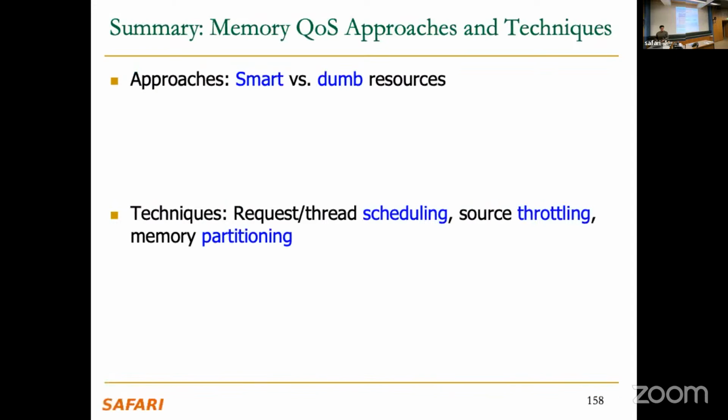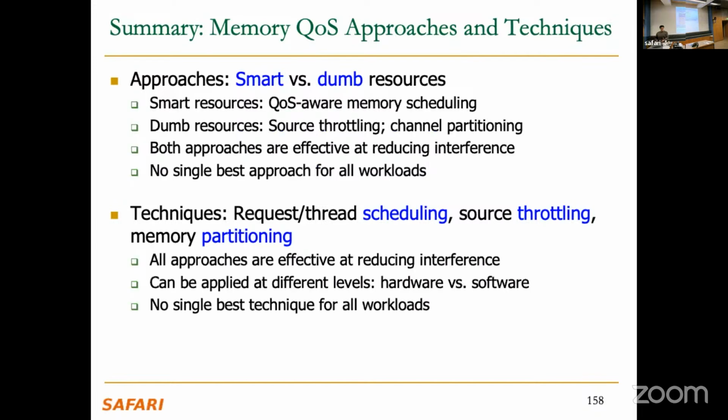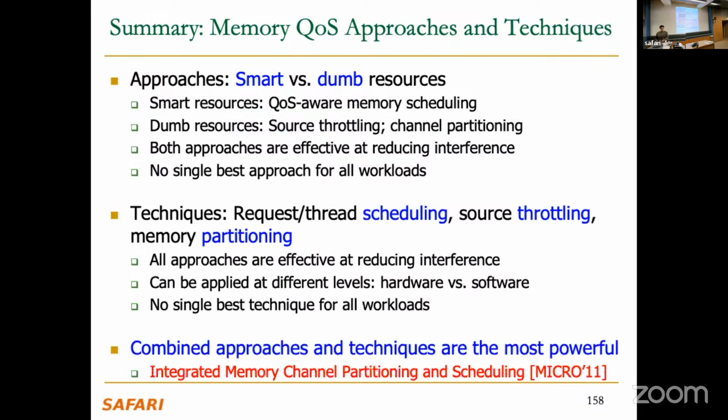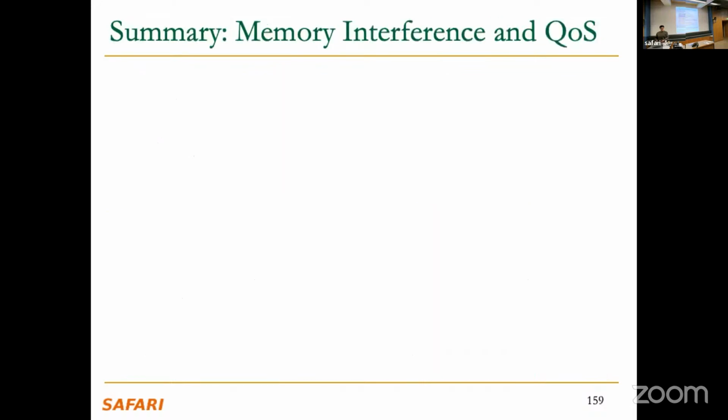There are mainly 2 approaches. You either have smart resources or dumb resources. And you can use scheduling techniques, prioritization techniques in your scheduler. You can throttle sources, or you can partition dumb resources to your workloads in a way that reduces interference. And we have seen a bunch of these. And we also hinted to the fact that combining them probably is the best or the most powerful approach.